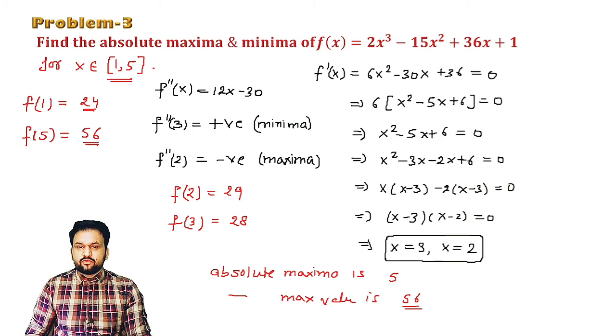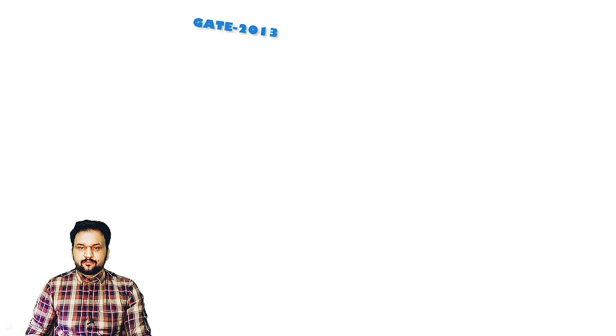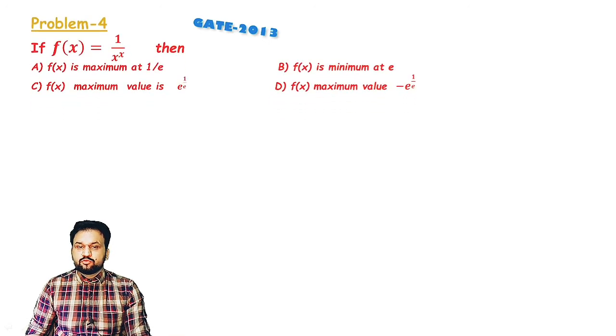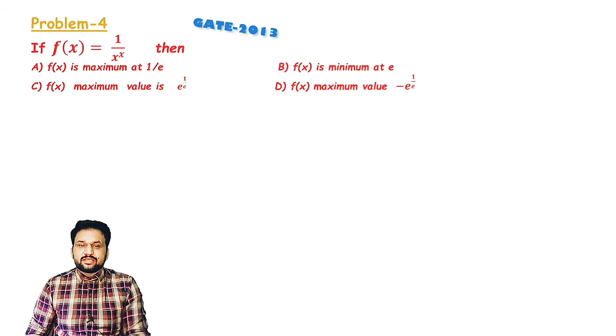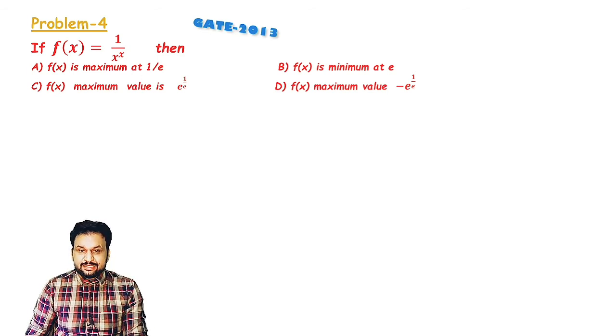Okay, let's move to some other important example. I'm just taking a question that appeared in GATE 2013, and you should try to sort out this question, my dear friends, on your own also. The function given to you is f of x equal to 1 by x raised to power x, and you need to calculate the maximum or minimum value for this function. Four options are in front of you.